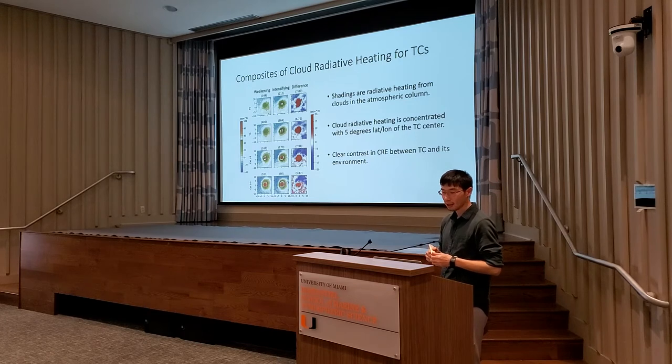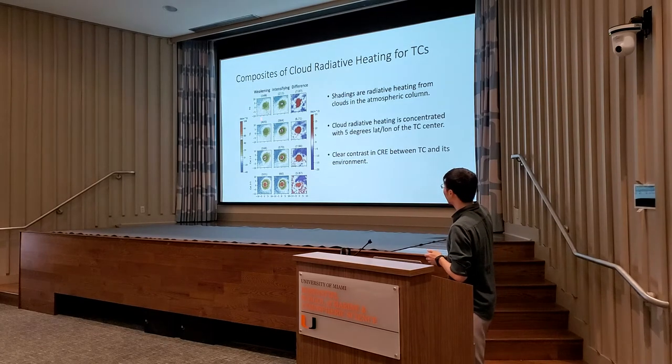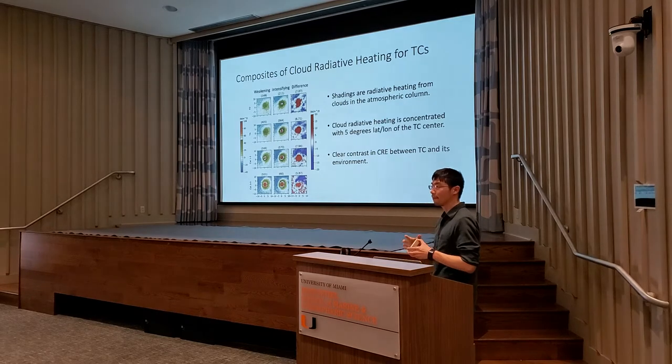So here are composites of cloud radiative heating for tropical cyclones. The left column is for weakening TC. The mid column is for intensifying TC. And the right column is for the differences between intensifying and weakening TCs. Different rows represent different intensity categories. The shadings are cloud radiative heating, and x and y are the longitude and latitude. And as you can see, cloud radiative heating concentrates within 5 degrees latitude and longitude of the TC center.